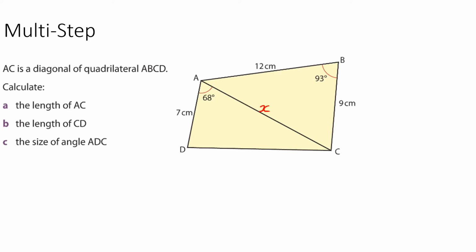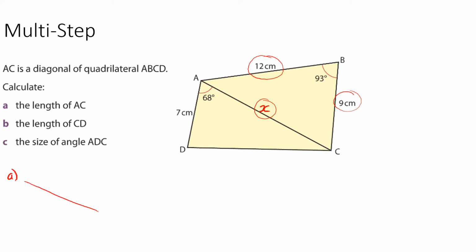If we think about our triangles here, the bottom triangle, the ADC, would have the length 7 and the length X and the angle 68, and that's not enough to use either the sine rule or the cosine rule. Remember, you need 2 sides, 2 angles for a sine rule, 3 sides, 1 angle for a cosine. So we're going to have to use the top triangle. We've got a side, a side, a side, 3 sides, 1 angle. This is a cosine question.